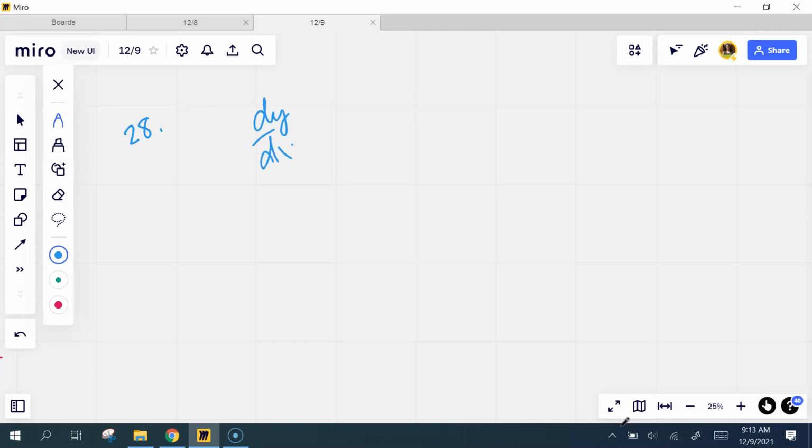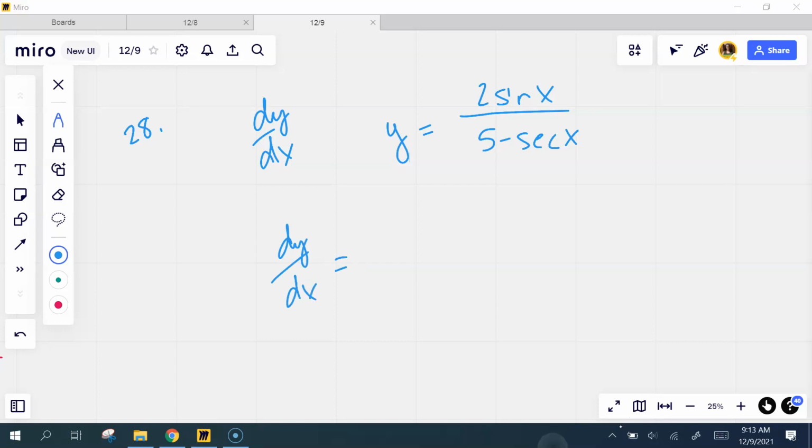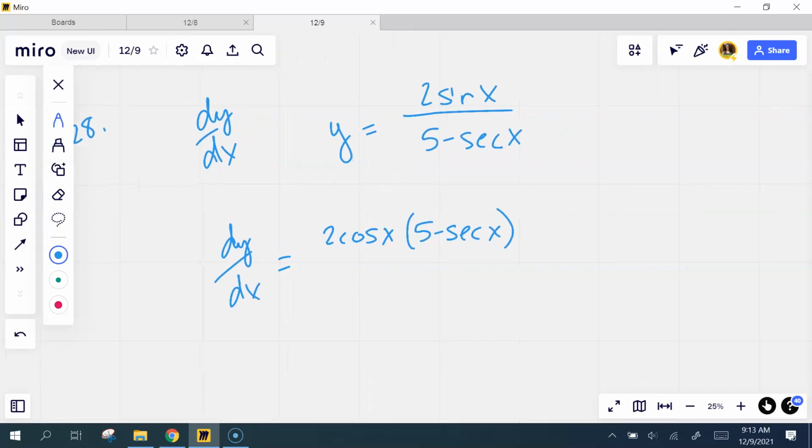dy/dx if y equals 2 sine. Where'd you do product? All right, let's see. dy/dx. Let's do quotient. Derivative of the top.